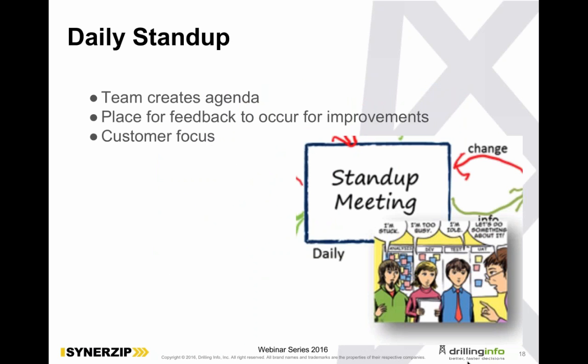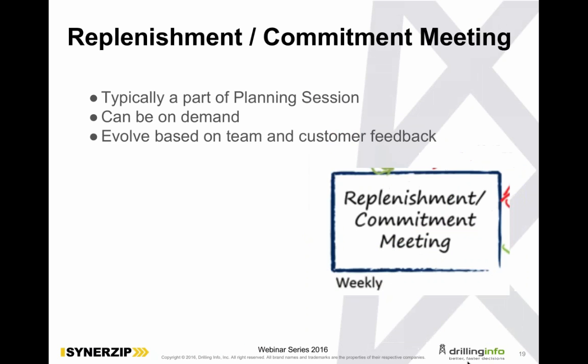So daily stand-up, pretty much everybody does this. The team creates the agenda, and it's a placeholder for a feedback loop to happen and make improvements, and it's usually customer focused. The replenishment and commitment meeting is your typical planning meeting where you have your product owner in there, you have the team in there, and you do your typical thing to figure out what you're going to do next.